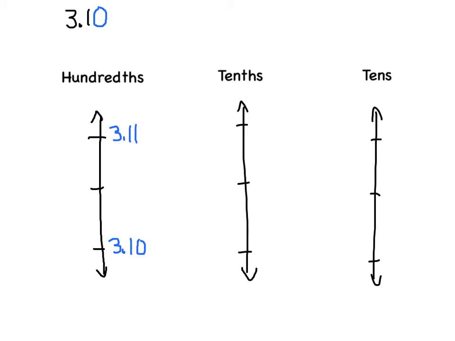Now the halfway point between these two numbers is going to be 3 and 105 thousandths. My number happens to be 3 and 10 hundredths, so it's no surprise that the answer rounded to the nearest hundredth is 3 and 10 hundredths.